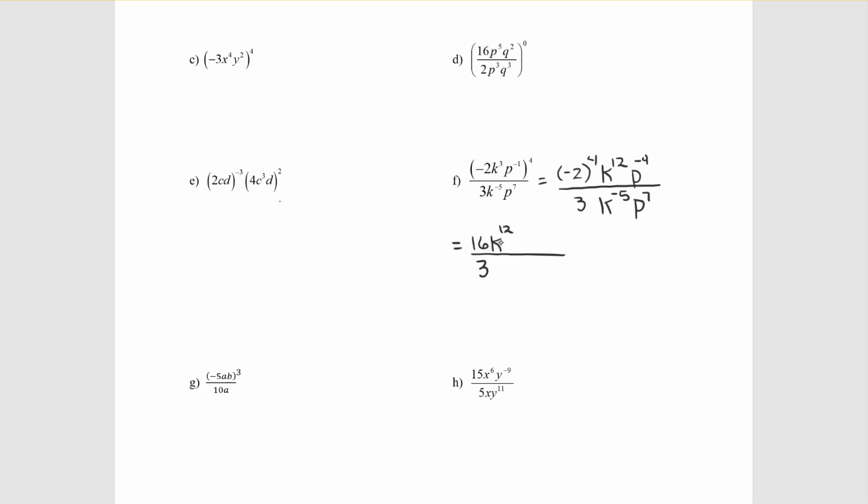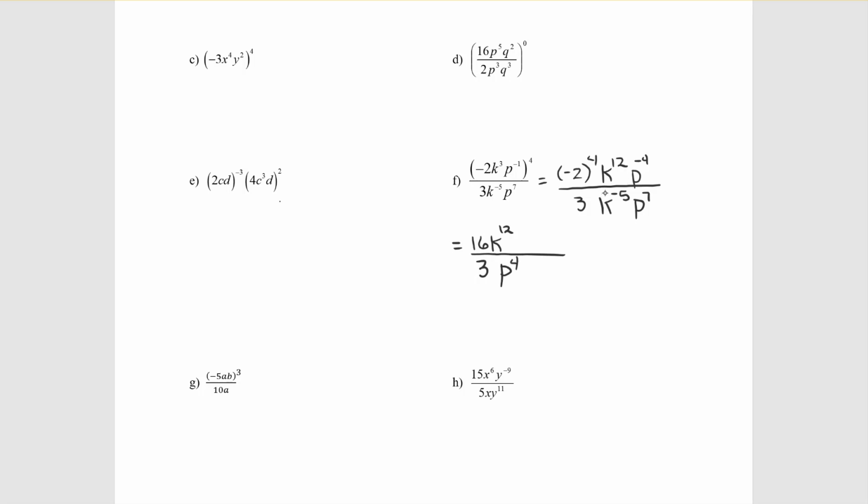We want our final answers to have positive exponents in it, so we're going to leave the k to the positive 12 up in the numerator. The p to the -4, though, that has a negative exponent in it. We're going to move that across the line, and when it drops down below the line, it's going to change the sign of the exponent. So I'm just going to move it down to the denominator. Now it's p to the +4.